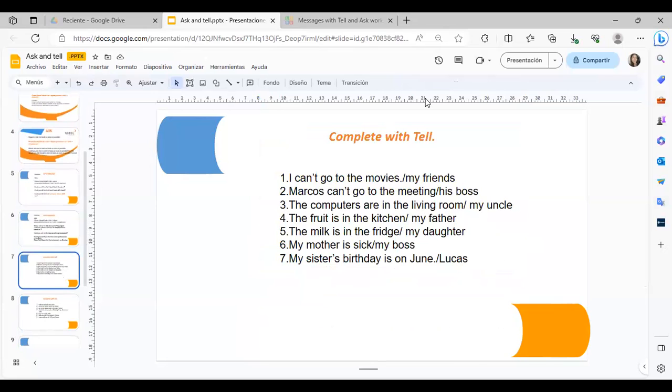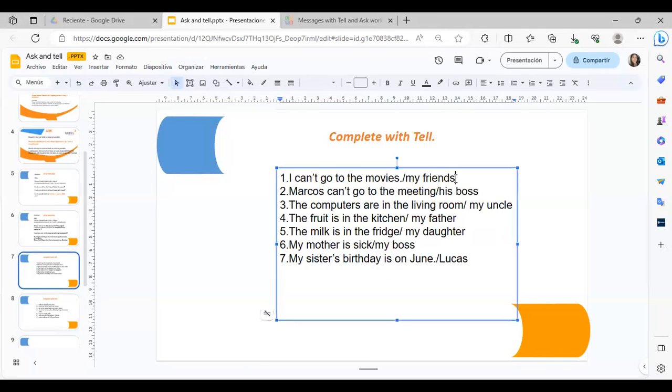Now you are going to practice. Okay, we have to complete in this one with tell and then with ask. This is going to be the object pronoun or the person that you are mentioning. Let's see, we're going to start with you, Fatima. Let's see, Fatima, go ahead.